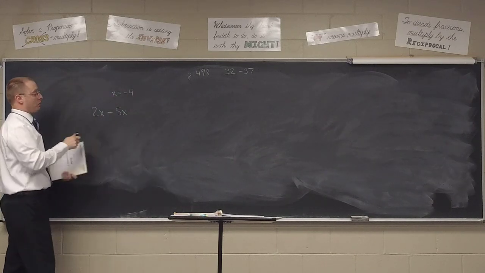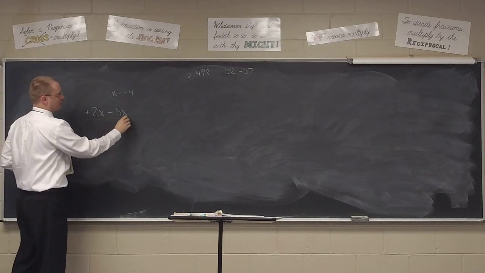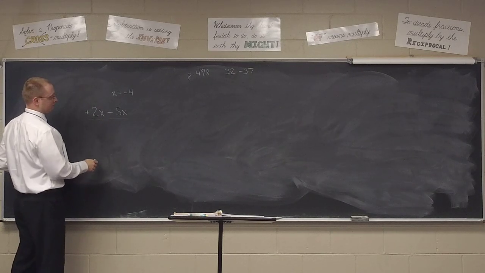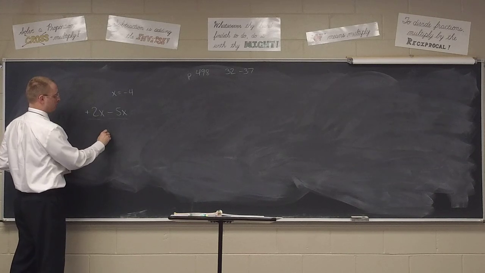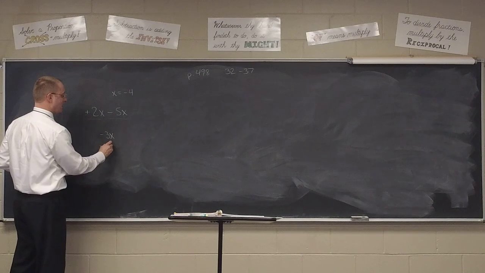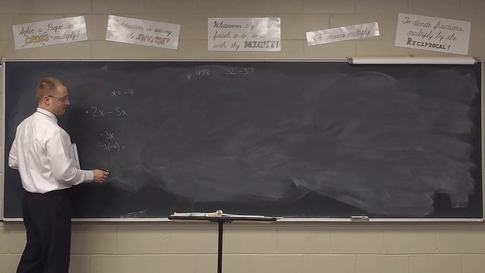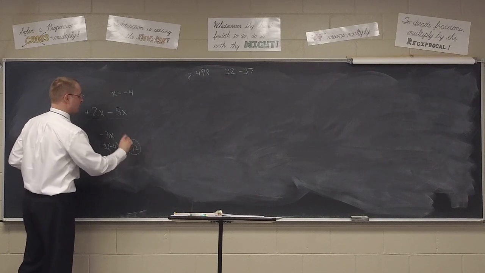Now, technically, Joshua, what we could do is we could combine like terms up front. What is 2x minus 5x? Negative 7x. Subtract, keep the sign of the greater, right, negative 3x, which means negative 3 times negative 4, which equals positive 12. That's the answer we should have gotten.